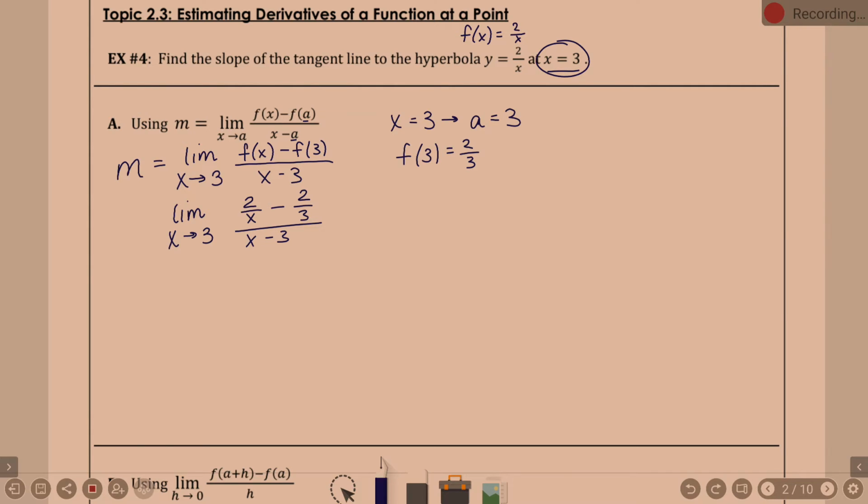When you plug in, you get 0, which is why we have to manipulate. If you take the limit right now in this form, we have a problem, because you're getting that fun 0 over 0, right? Indeterminate form, we've got to find a plan B.